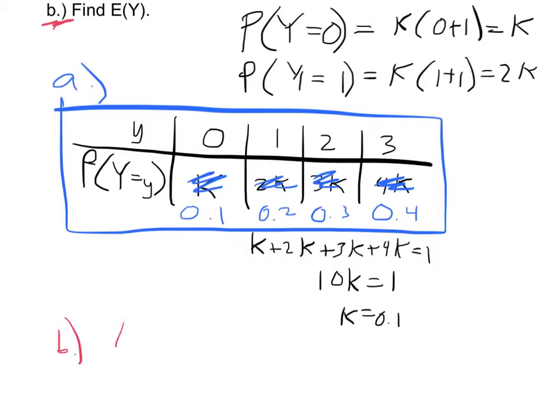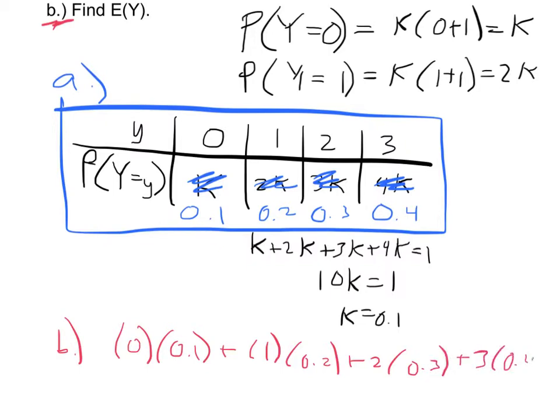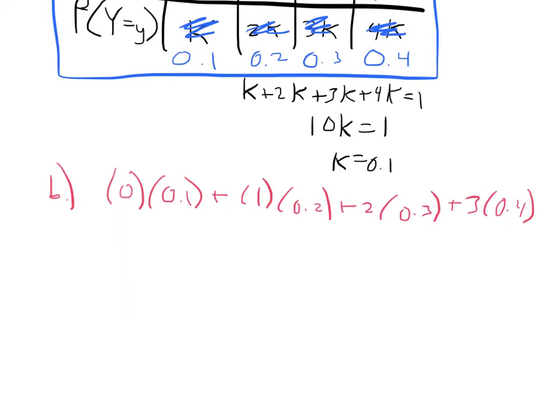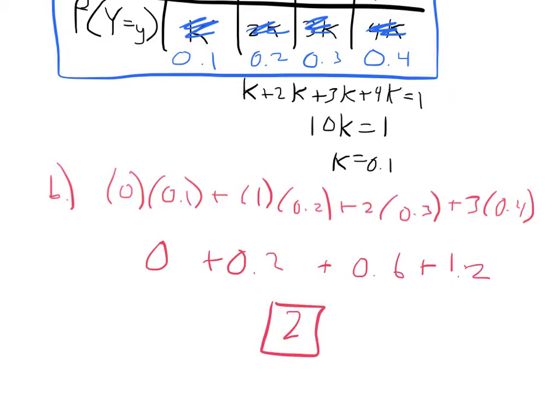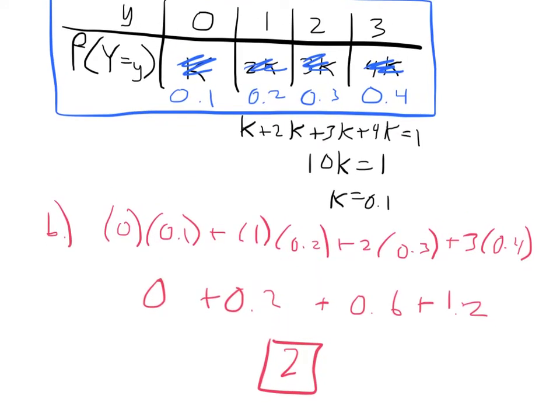Well, we know that we're just supposed to take the actual value of the variable and multiply by the probability of that thing. So we do 0 times 0.1, we do 1 times 0.2, we do 2 times 0.3, and finally we do 3 times 0.4. We just add all those things up. These give me 0 plus 0.2 plus 0.6 plus 1.2. And if I add all those up, I end up with 2. So 2 is my average expected value of this distribution.